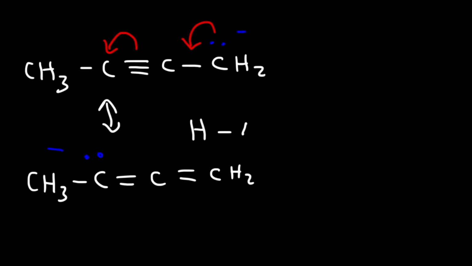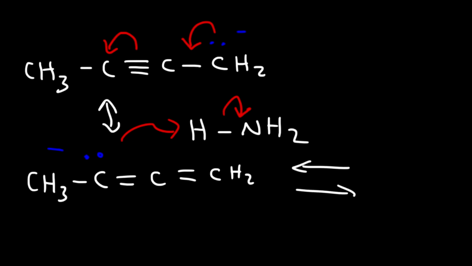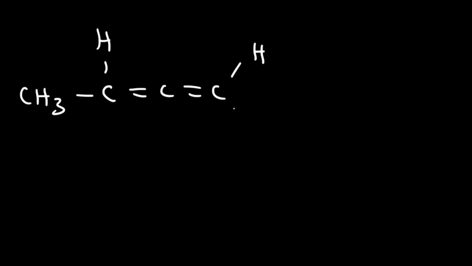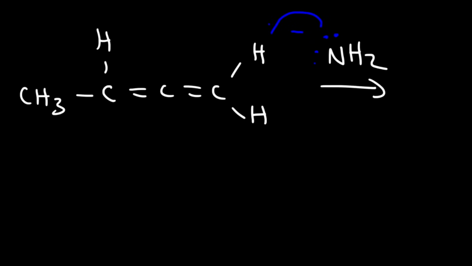So that carbon with a negative charge can react with ammonia. It can take off a hydrogen, regenerating the NH2 minus base. And keep in mind, this step is also reversible. So this is what we now have. So now we need to use NH2 minus again to take off this hydrogen, put in a negative charge on this carbon.